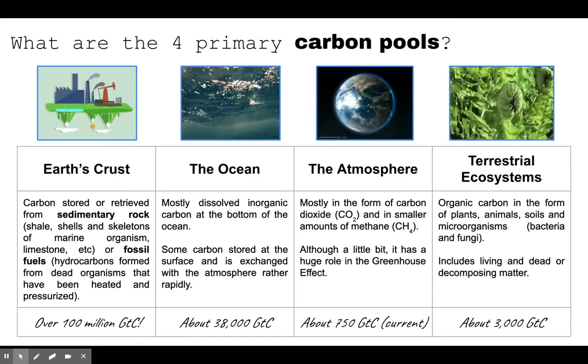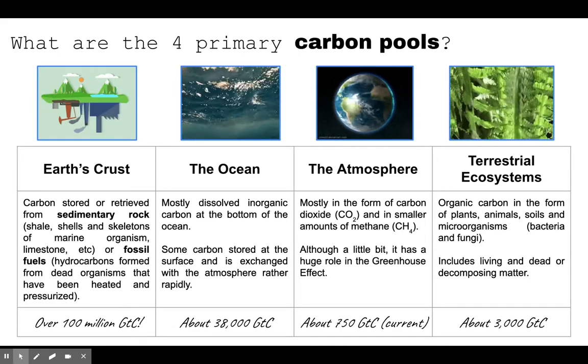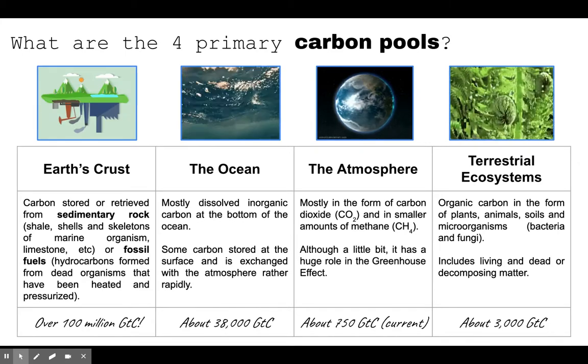The next carbon pool that we're going to talk about is the ocean. There's a lot of dissolved inorganic carbon that sits towards the bottom of the ocean.